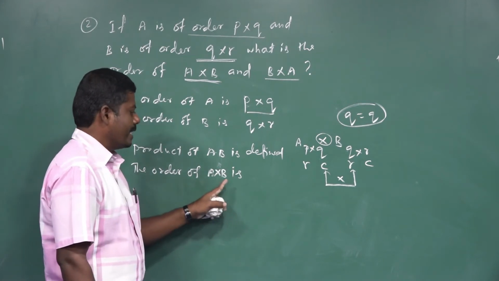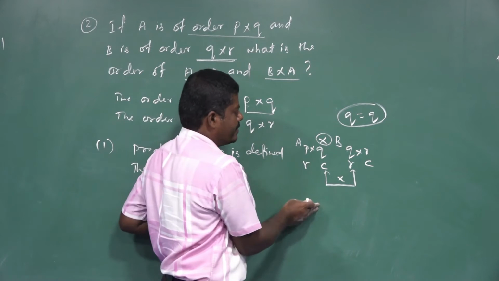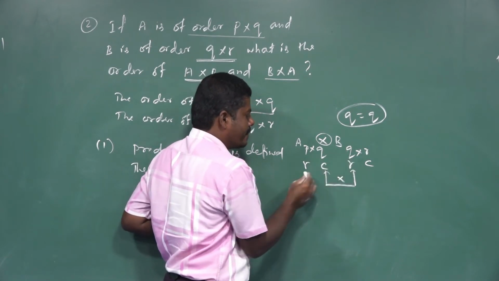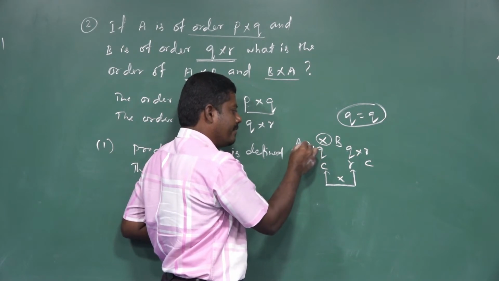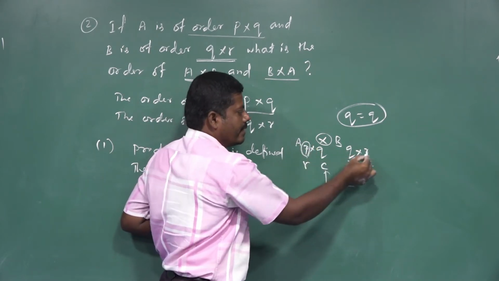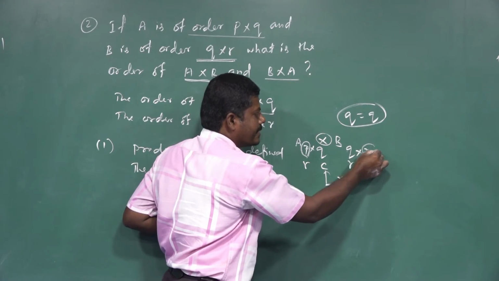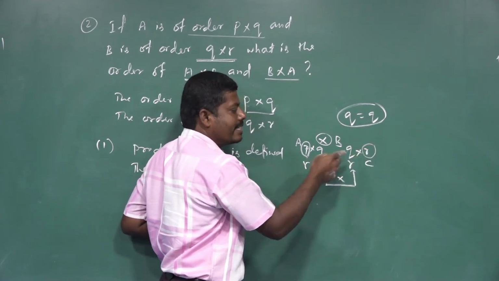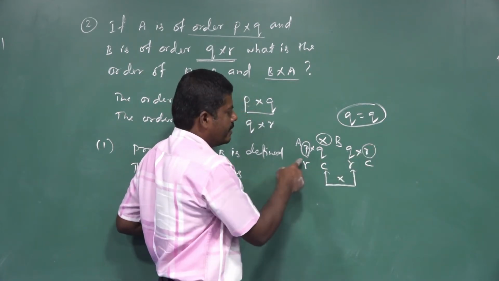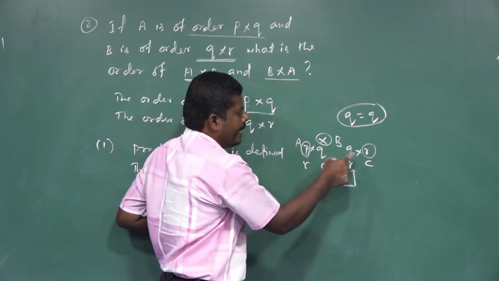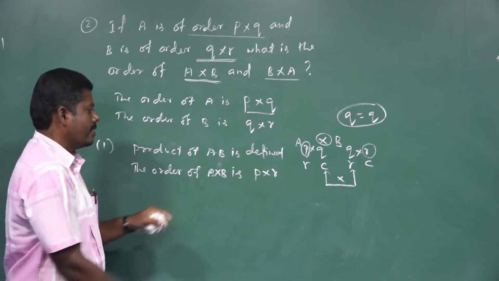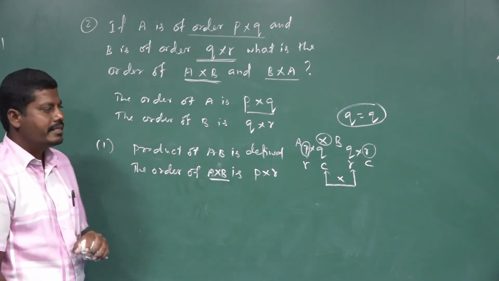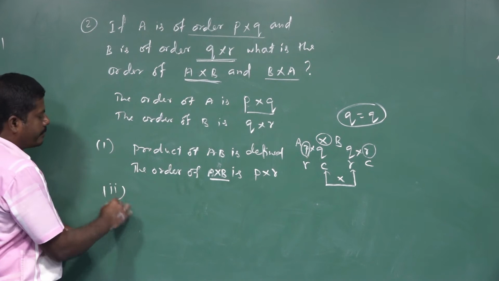The order of A multiply B is, understand? So product is possible. What is our result order? Number of rows in the first matrix and number of columns in the second matrix. This is the result order. Understand? P by R. This is the order of A cross B. Understand? Now we take the second one.